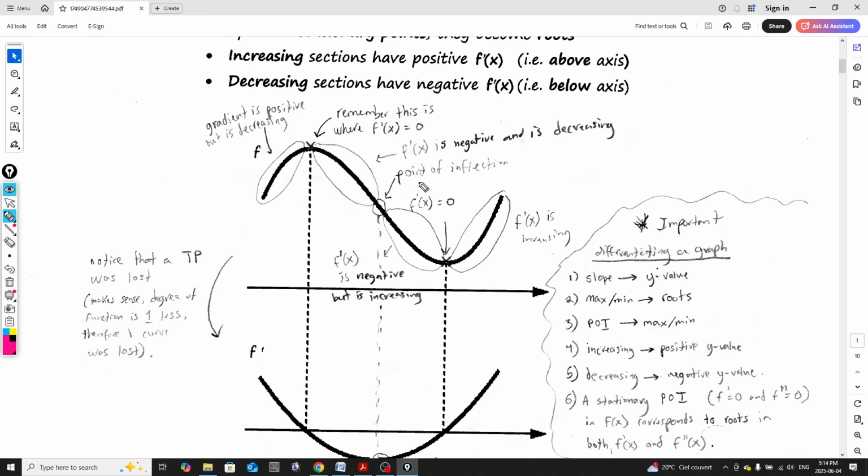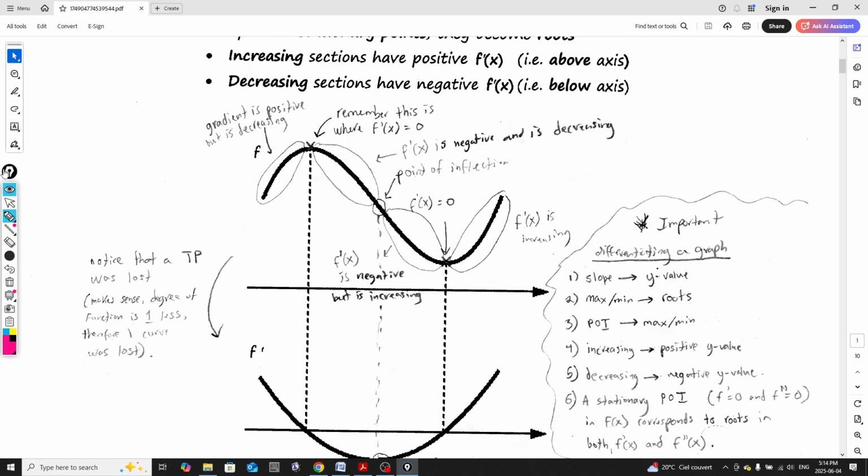And then remember that your point of inflection, like I told you here, is going from concave down to concave up, right? That's going to be a minimum. And remember that you can figure out points of inflection by setting f double prime of x equal to 0 and finding those out.